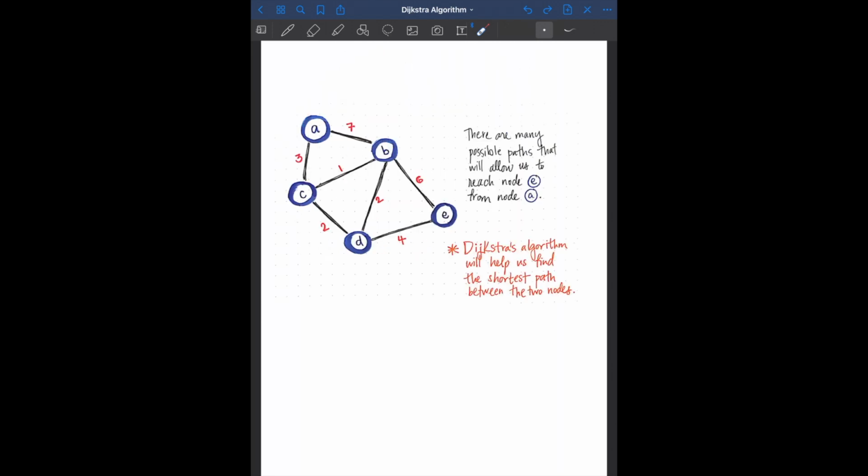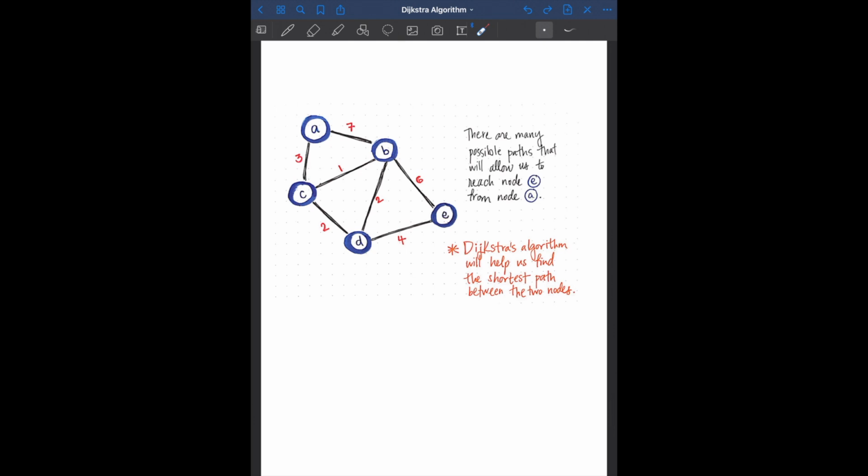Now, in this graph, there are many possible paths. We have a source A and we want to reach node E. As you may see, there are many possible paths that will allow us to reach node E from node A. One possible way is A to C, C to D, D to E. The next path may be A to B, B to D, D to E. And the next may be A to B, B to E directly. But what is the shortest path from A to E with the minimum cost?